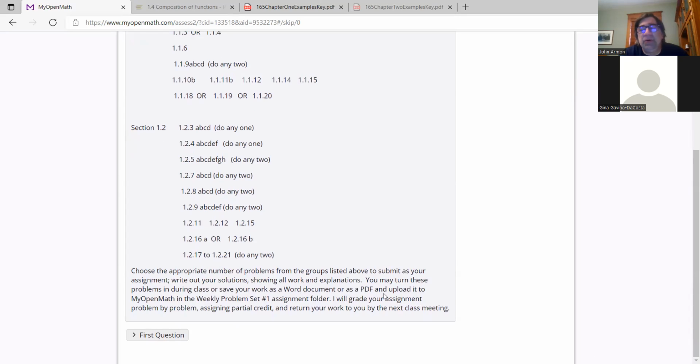So upload them as Word or PDF, and then I will grade them. What will happen is if you uploaded them in my Open Math, I will grade it that way and send it back to you. If you actually turn it in class, which of course you can't do today, but if that's the option for next time, I'll just grade it and give it back to you in class.